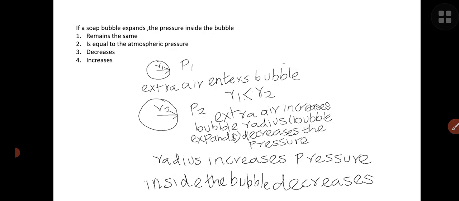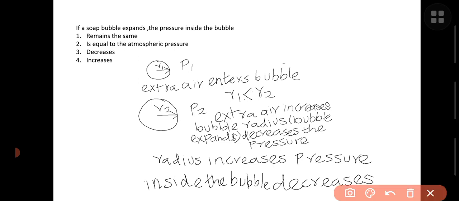Now, moving on to the next question. If a soap bubble expands, the pressure inside the bubble: number 1, remains the same; number 2, is equal to the atmospheric pressure; number 3, decreases; number 4, increases.